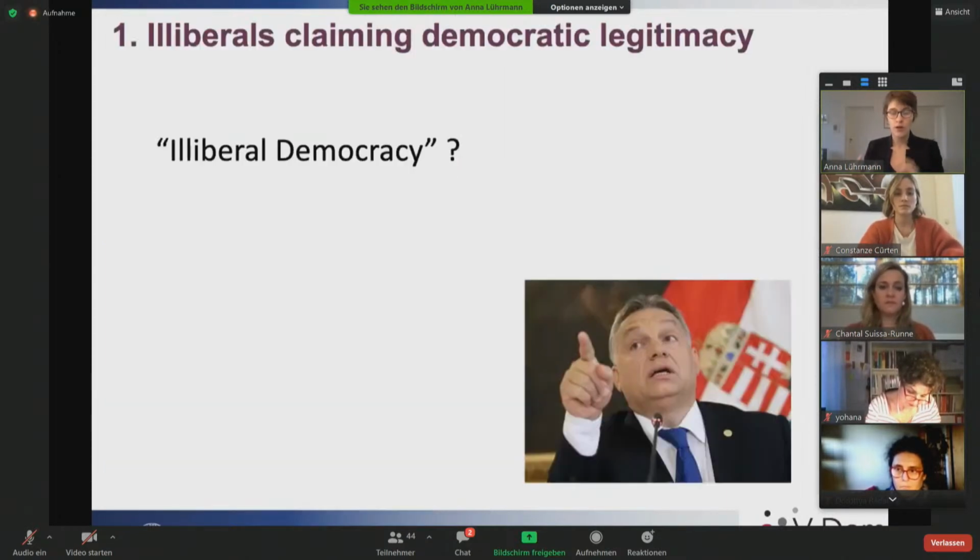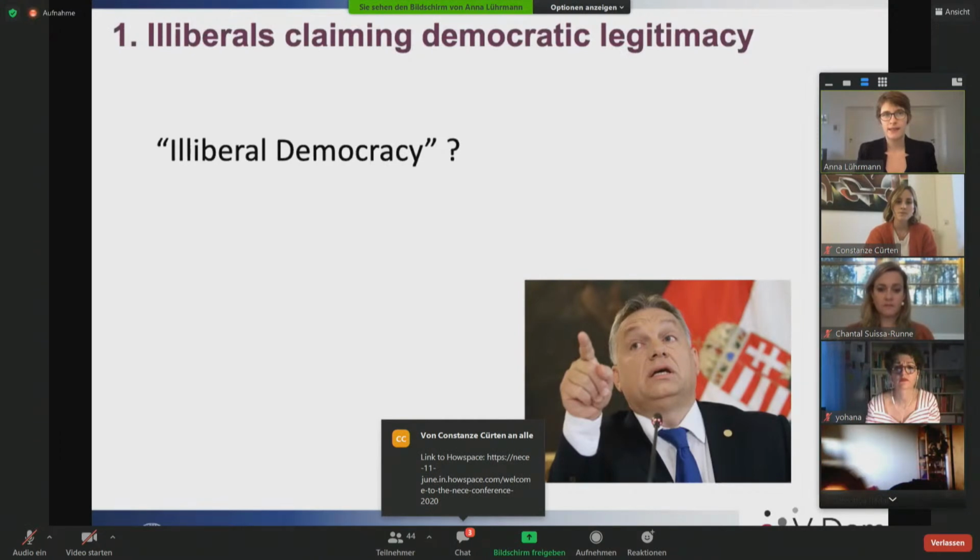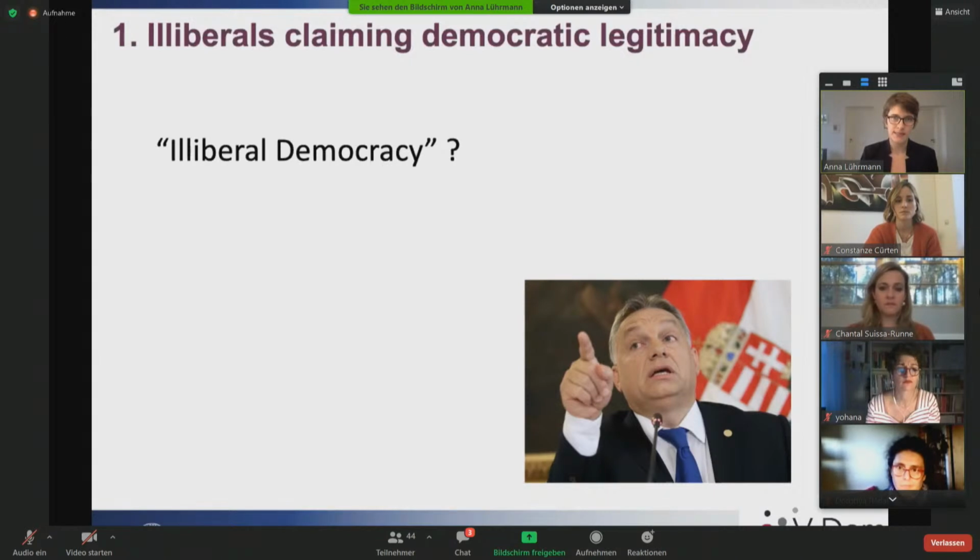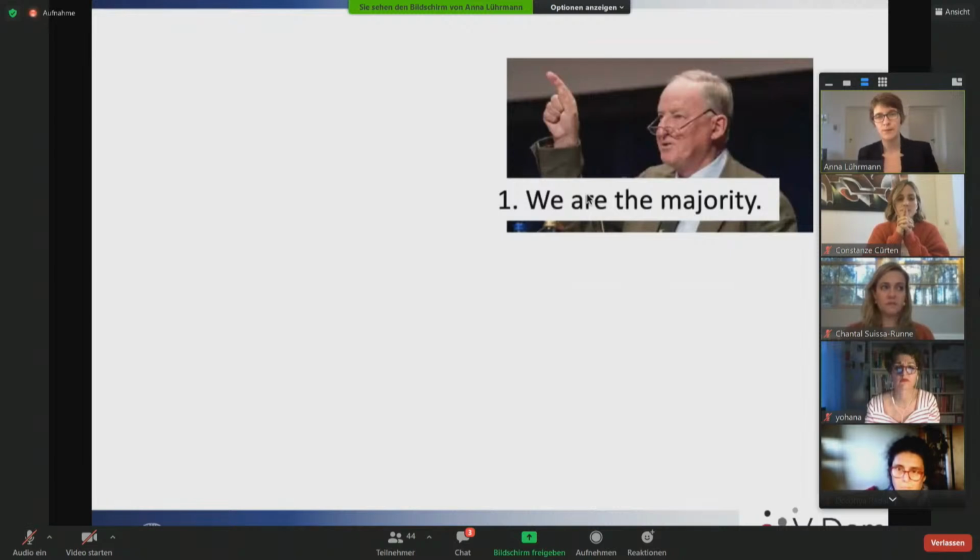All right, so laying the baseline here. So what is the problem? The problem is that in democratic countries, we have illiberal actors that claim that they're actually democratic. So they claim democratic legitimacy. Here, like Orban, who actually coined this term illiberal democracy. So he said he wants to transform Hungary into an illiberal democracy. But is this actually possible?